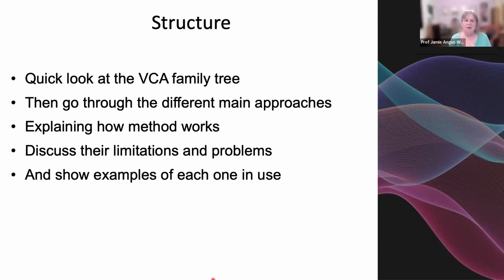So what I want to do in this talk is have a quick look at the VCA family tree. We'll exclude a couple of approaches, we'll see why later, and then we'll go through the different main approaches, explaining reasonably simply how each method works and discussing their limitations and problems. And if I can, show an example of each one. We won't be doing any audio examples, but just how the different circuit topologies are used within circuits. So without ado, let's look at the VCA family tree.